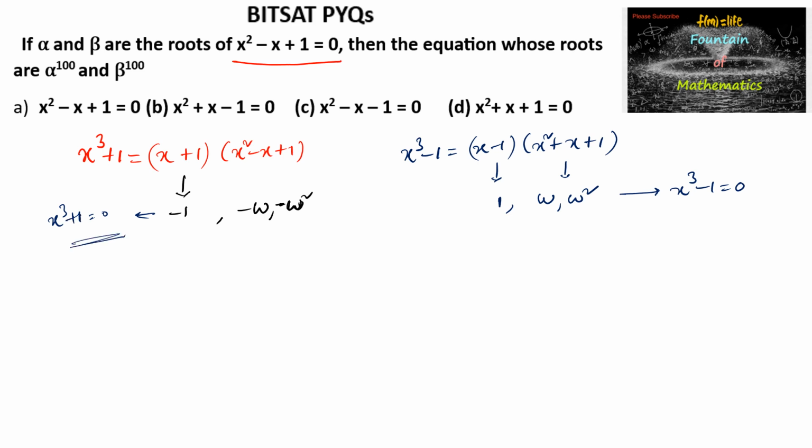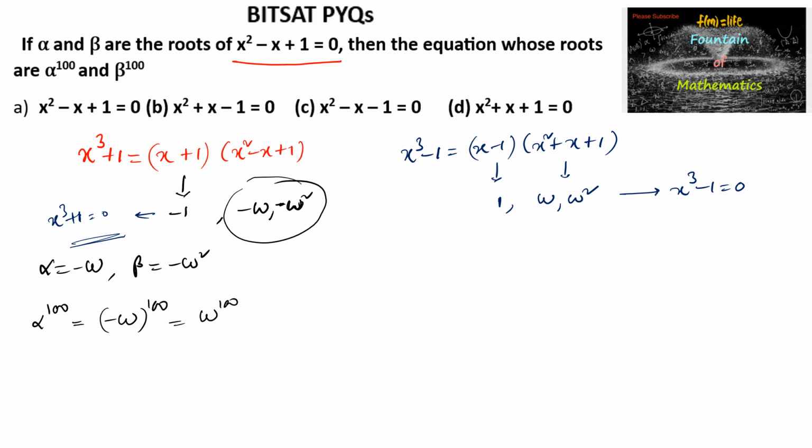So since x square minus x plus 1 equals 0, the complex roots can be considered minus omega and minus omega square. Say alpha is equal to minus omega and beta is equal to minus omega square. So alpha power 100 is equal to (minus omega) power 100, which is equal to omega power 100. When 100 is divided by 3, that is 3 into 33 plus 1, the remainder is 1. Since omega cube is 1, we can write this is equal to omega power 1.